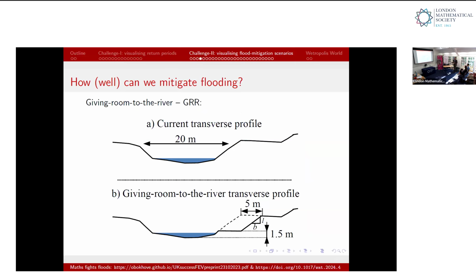Giving room to the river is the following. You take a cross-section of the river and you decide to lower the banks so that they're normally not flooded, so you could use them for something else. You can even build there, as long as you don't block the volume. You see that along the Thames and so on and so forth. This effectively lowers the water height, and there's a quite nice rule to visualize that.